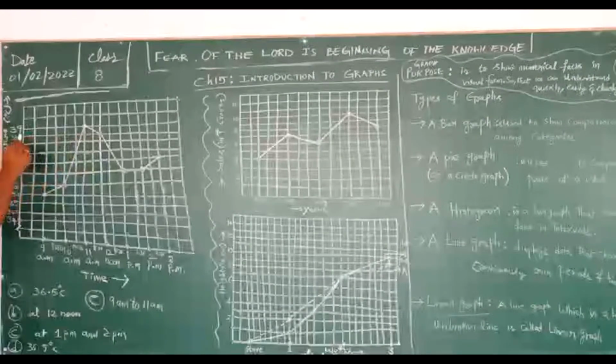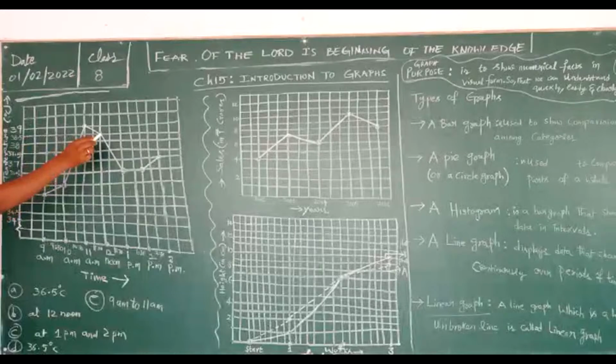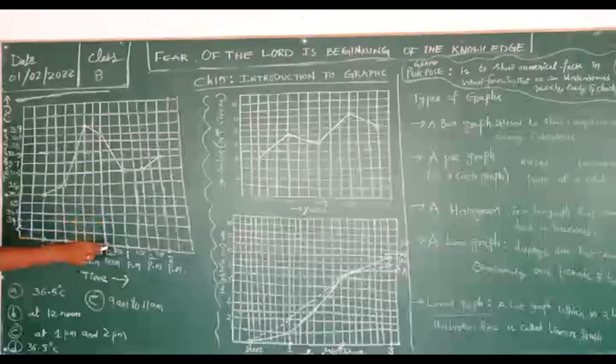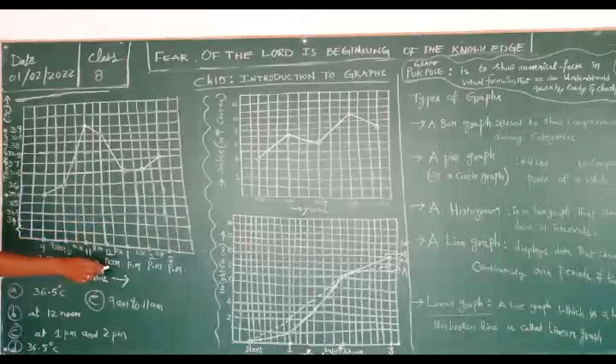So till that, you have to draw a line. So when you observe this point, whatever is there, that is your answer. When you come down, you find 12 noon. At 12 noon, the patient's temperature is 38.5 degrees Celsius. Similarly, we solve all the remaining parts.